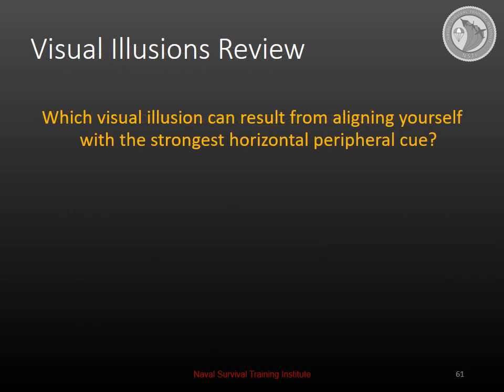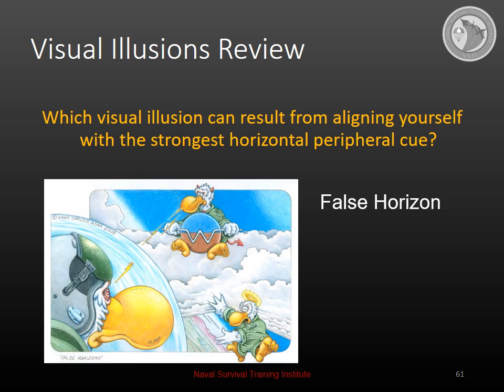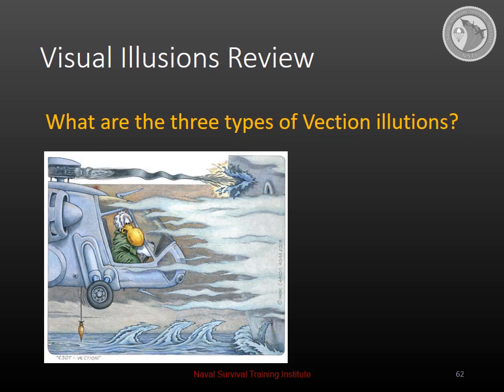Which is the visual illusion that can result from aligning yourself with the strongest horizontal peripheral cue? Yeah, a false horizon. My brain bites off on that relatively horizontal line and treats it like the horizon when that isn't the case. I can be in big trouble. Finally, what are those 3 types of vection illusions? All right, linear, angular, and concentric. All right.